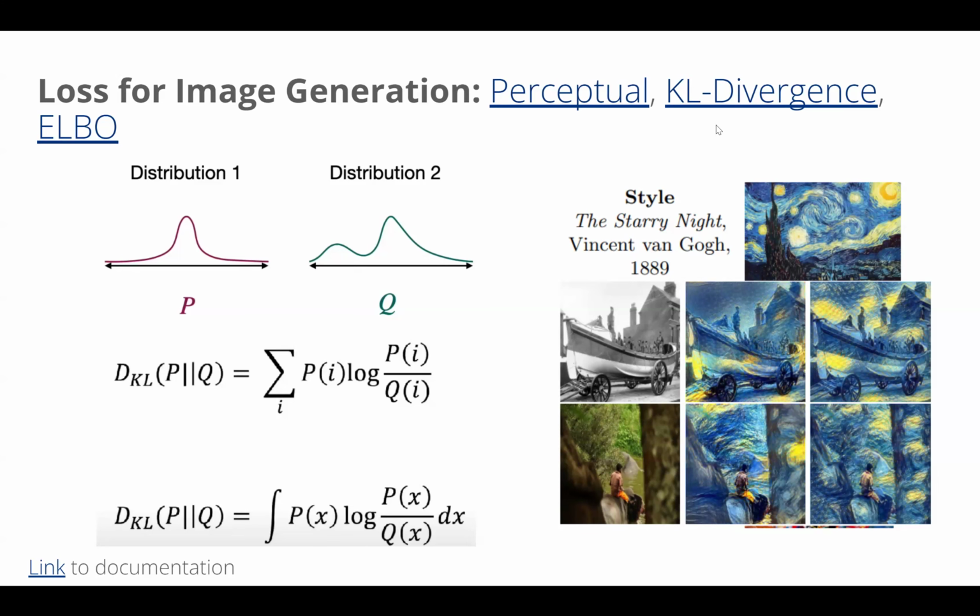Let's briefly talk about the KL divergence loss. In a nutshell, it essentially compares how different two probability distributions are to each other. Say we have distribution 1 and distribution 2, as mentioned on the left. The KL divergence loss is given by the summation term for the discrete probability case and an integral for the continuous probability case. An example is the style transfer task.